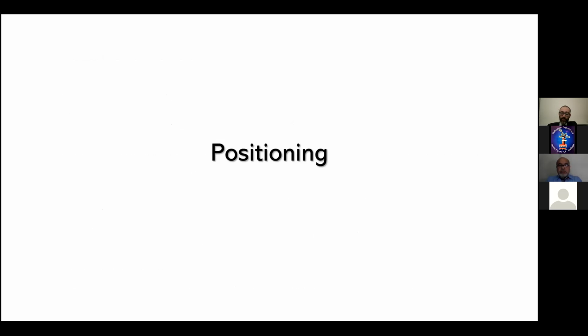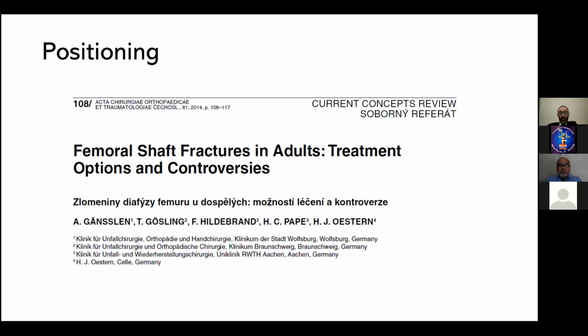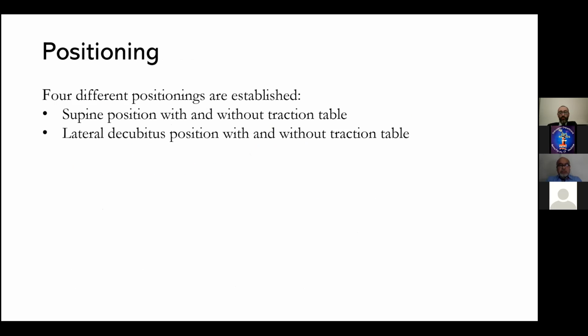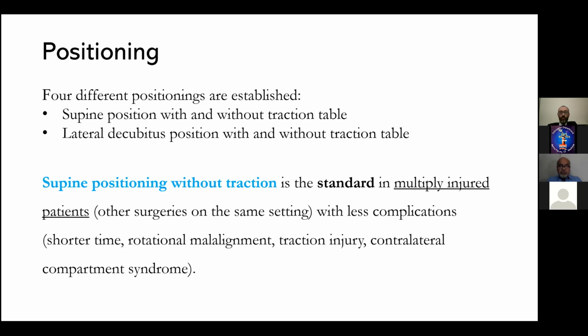Positioning, again, we got this review again, and we have 4 positions possible. Supine position, either with traction or not. This is number 1. Number 2, lateral decubitus, either with traction or not. Of course, lateral position with traction is a very rare situation, but supine with or without traction and lateral without are the most common.